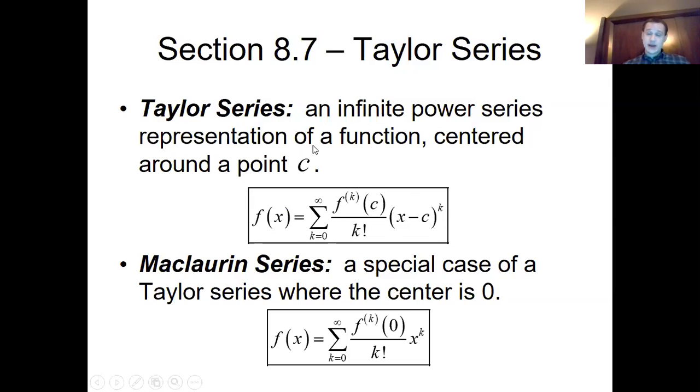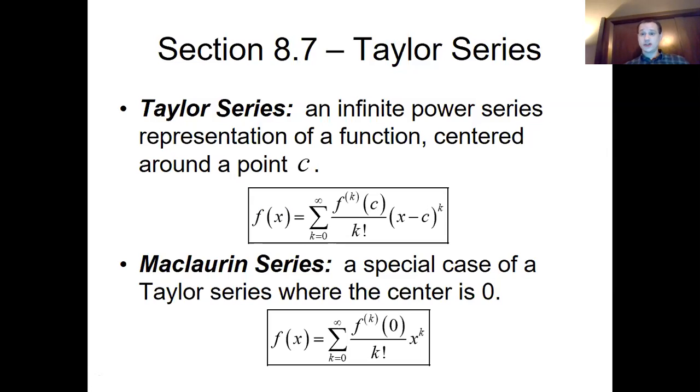Quite often, if a function is defined at 0, 0 is a convenient thing. Why would you want to have x minus 7 to a power when you could just have x to a power? So centering things around 0 is very common. A special case of the Taylor series is known as a Maclaurin series. And all it is just a Taylor series with the center being a specific number, 0. So if you plug 0 into this equation for a Taylor series, you get out this Maclaurin series. And that's all there is to it, okay?